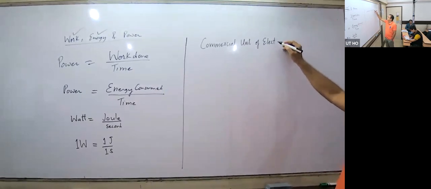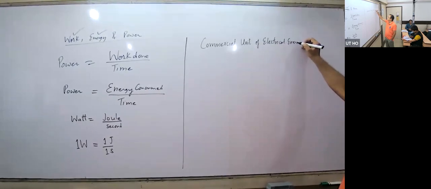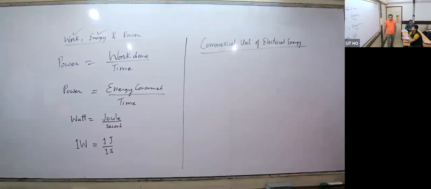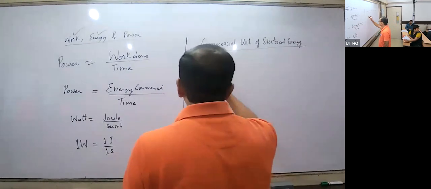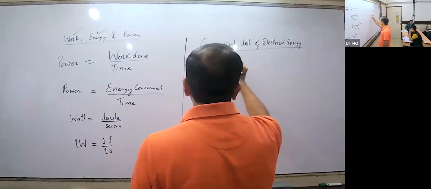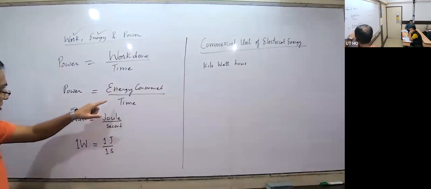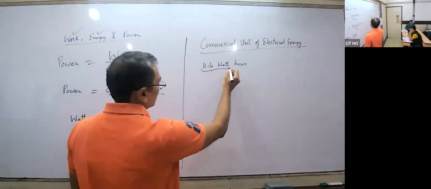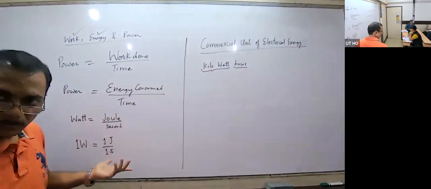Commercial unit of electrical energy. You can just say energy also. So the commercial unit of electrical energy is called kilowatt hour. Now see, what is energy? Energy is equal to power into time. So kilowatt is power and hour is time. So power into time has to be energy.